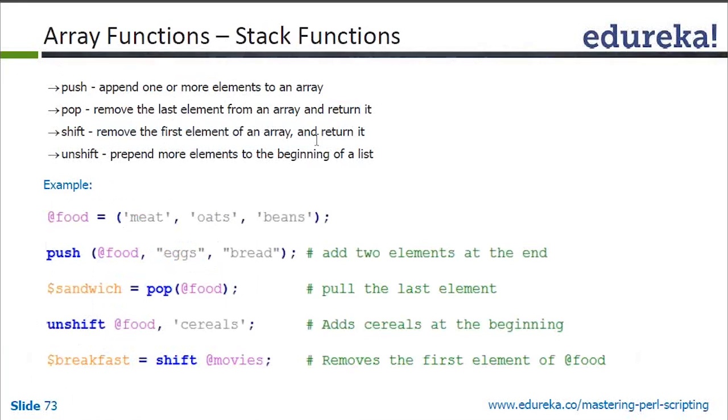Shift is remove the first element from an array and return it. Now these are additional features in Perl, wherein you can remove the first element from the array and return it. It is not possible in normal implementations in C, wherein you cannot remove the first element because it has gone to the lowest position. You can only remove the last elements, but Perl provides this shift functionality where the first element can also be removed using shift. And unshift is to prepend more elements to the beginning of the list. So unshift means you already have a stack and you want to add from the starting, not from the back.